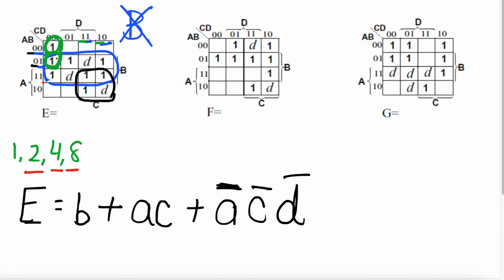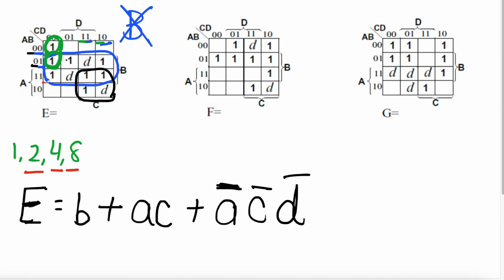So now we can see all our ones are covered, all our ones are circled, and we formed an equation for E. So this is the final equation for this Karnaugh map. We have B plus AC plus A bar C bar D bar, right? And that is our final equation for what the Karnaugh map E is supposed to be, right? And that's how we found out.